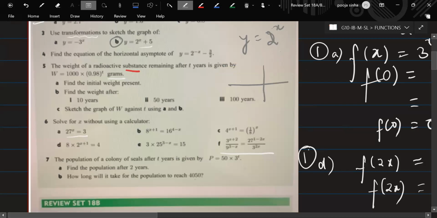Y is equal to 2 raised to power x. Y minus 5 equals to 2 raised to the power of x. It'll be the same. कैसे बनाएंगे? Exponential graph कैसे बनेगा? Wait, should I share my screen?